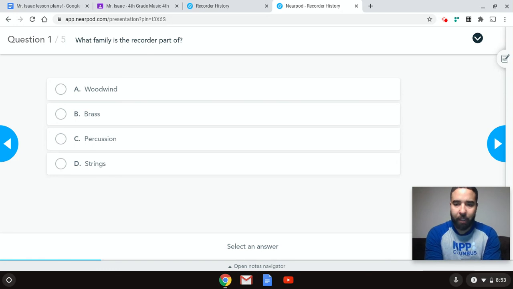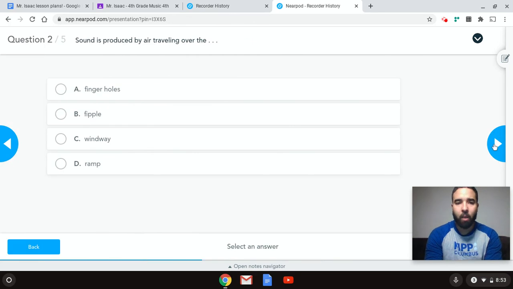What family is the recorder part of for question 1 on this quiz? All right, so we have 4 families here, all the instrument families: woodwind, brass, percussion, strings. I think we know this. I'm not even going to show you the answer. I'm just going to move on to the next slide. Again, pause me if you're not ready. If you know the answer, submit it and move on now.